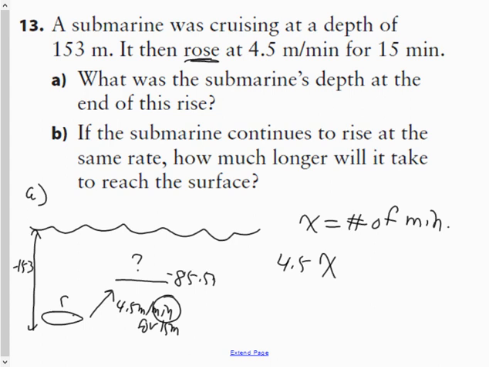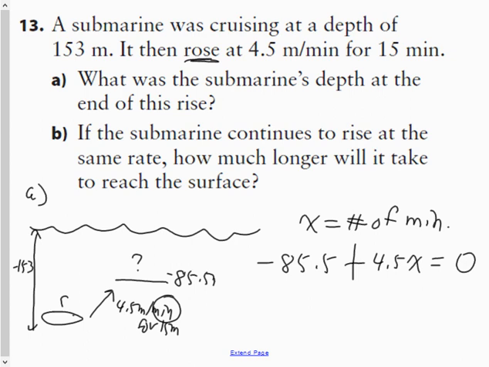I have to start with something first, the constant first. The depth of negative 85.5 plus that 4.5 multiplied by the number of minutes. Those two combined have to mean the surface of the water. And what you have to realize is the surface of the water is at 0 meters above or below sea level. So the depth of the submarine plus the number of minutes it's going to take going up 4.5, those two together have to equal 0, or the surface of the water.